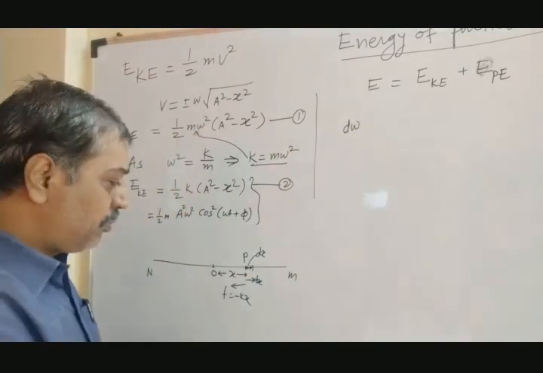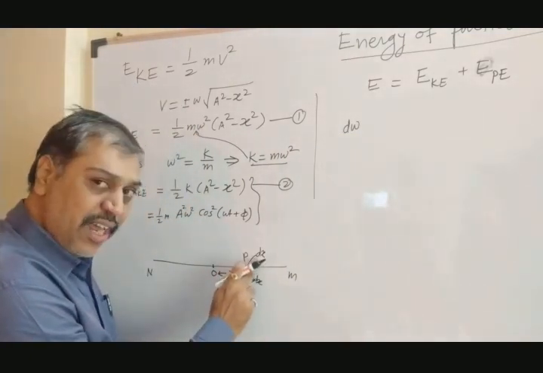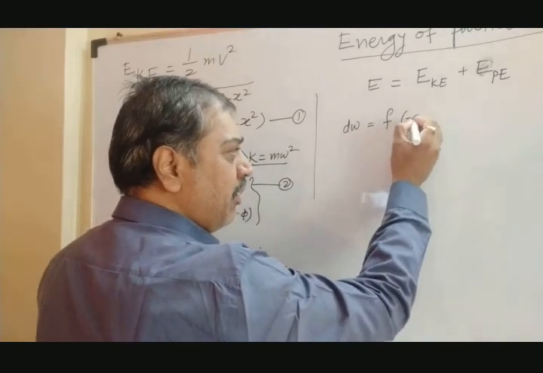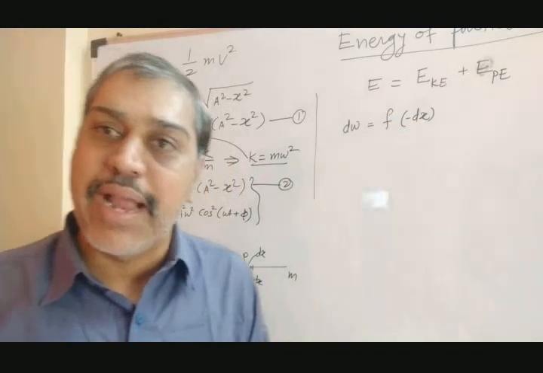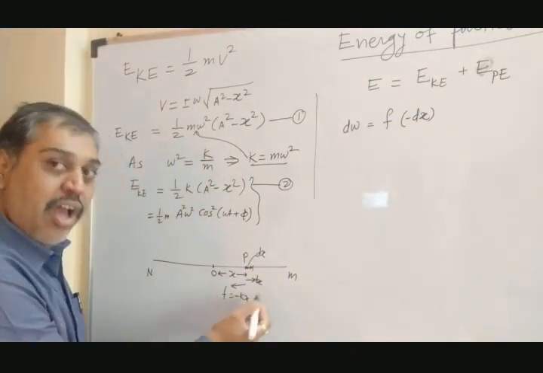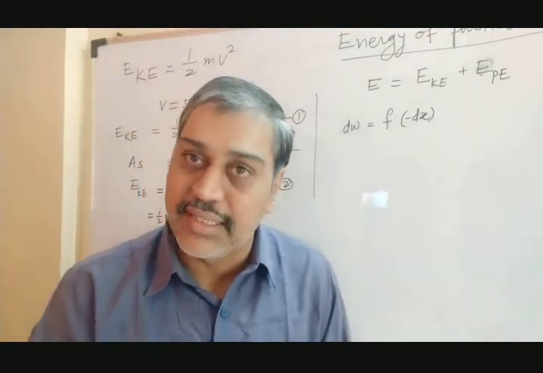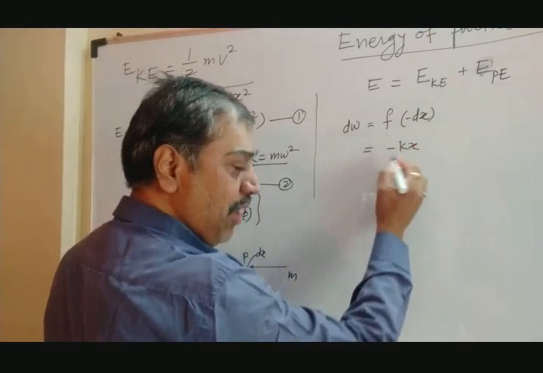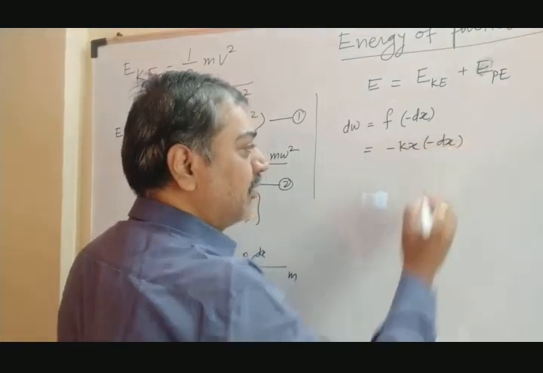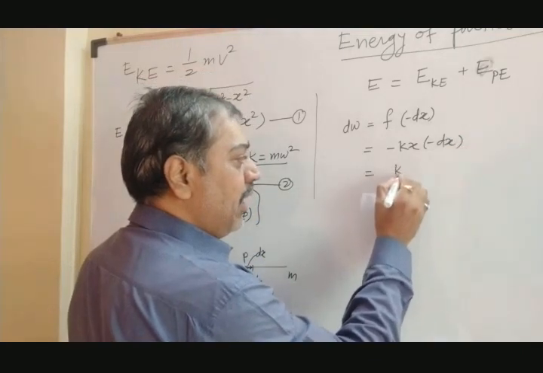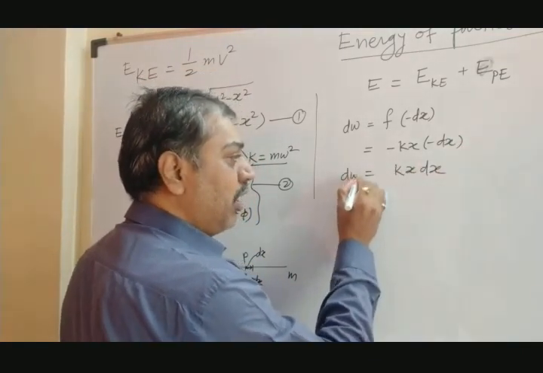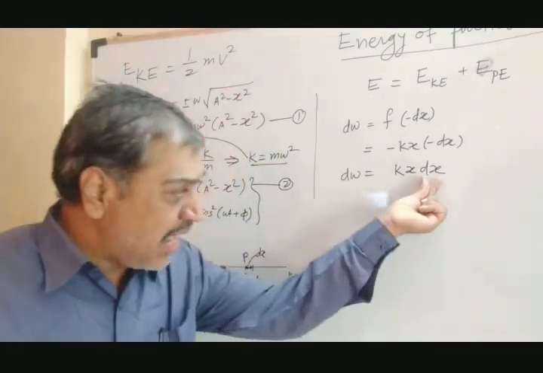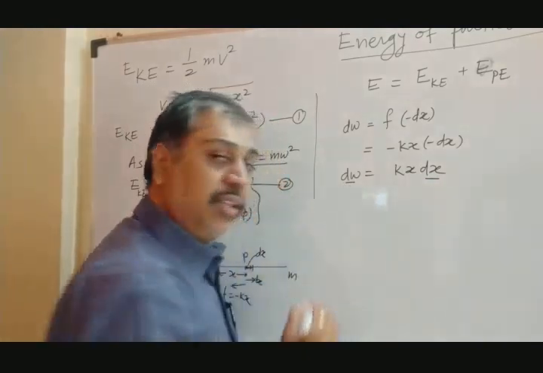The work done required to displace the body from point P by the small distance dx, suppose that work done is dW. As we know, work done is force into displacement. So it is minus dx. Now the question comes, why have we taken minus dx? Because force and displacement are in opposite directions. That's why we have taken minus dx. Now put the value of the force from this equation. So you can write minus kx, the value of the force, into minus dx. It becomes plus kx dx. Work done equals plus kx dx. Now remember, this is for a small displacement dx. We have found dW.